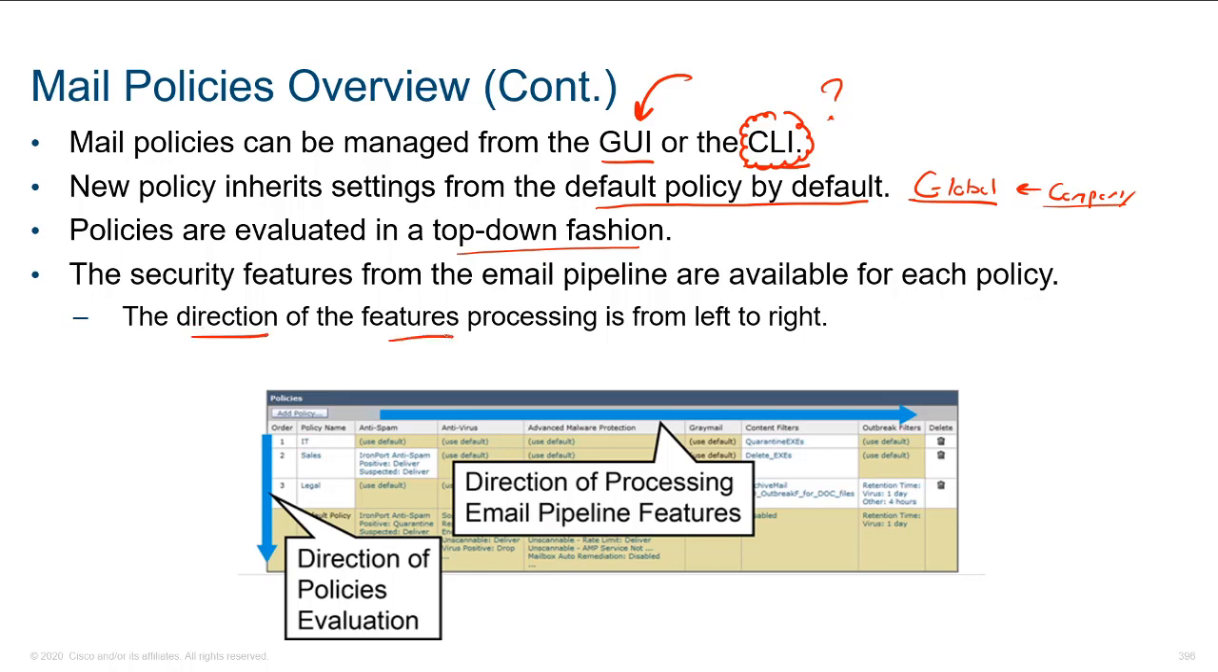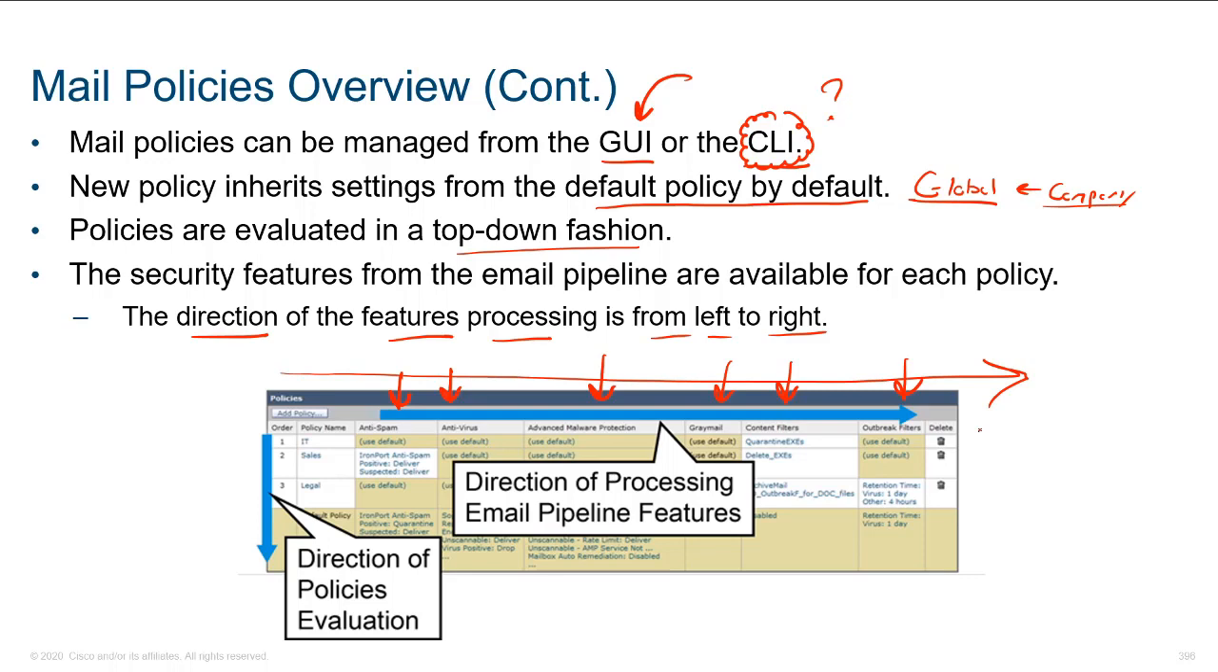The direction of the features processing is from left to right. That is to say, we do anti-spam before we do antivirus, before we do AMP, before we do gray mail, before we do content, before we do outbreak. So the email gets processed like this.